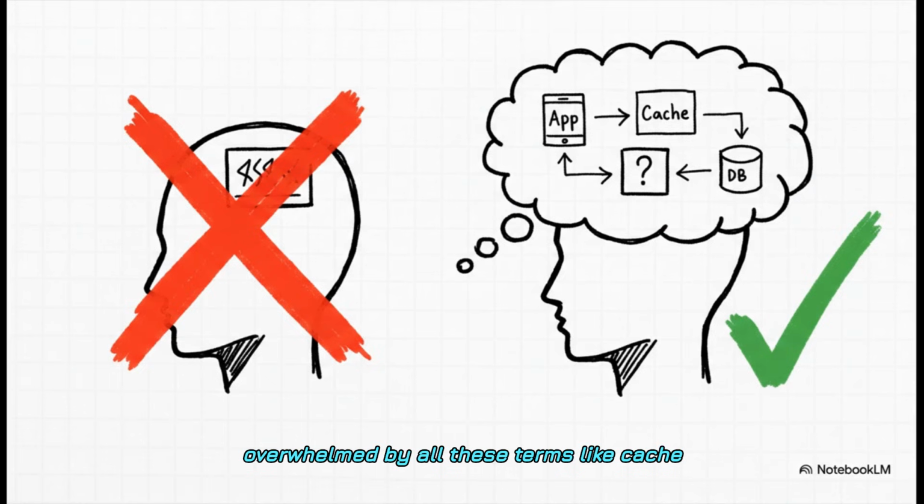Feeling a little overwhelmed by all these terms like cache aside and write through? Don't be. Here's a little insider secret. Interviewers care way more that you can describe what's happening than whether you remember the fancy name for it. If you can just walk them through the flow and say, "First, I'll check the cache. If it's not there, I'll go to the database, and then I'll update the cache," you are showing them you get it. That's what really matters.